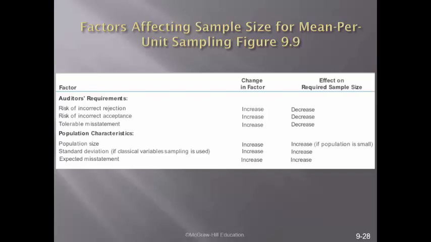First, the auditor's requirements affect the sample size. If the auditor increases the risk of incorrect rejection, acceptance, or tolerable misstatement, then the sample size decreases. Next, the population characteristics affect the sample size. If there are increases in the population size, standard deviation, or expected misstatement, then the sample size will also increase.